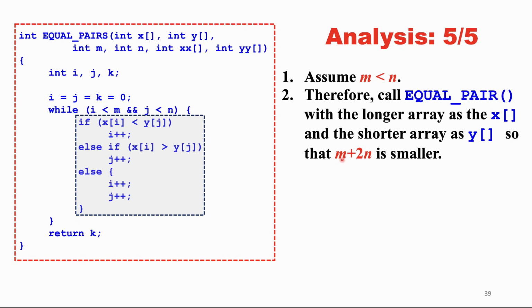Because the number of comparisons is m plus 2n for the worst case, again we assume m less than n. We could call equal pair with the longer array as x, because comparing x frequently gets only less than, and then we increase by 1. And the shorter array for y, hopefully this 2n is less than 2m, and their sum is smaller. So this is our analysis of the algorithm.